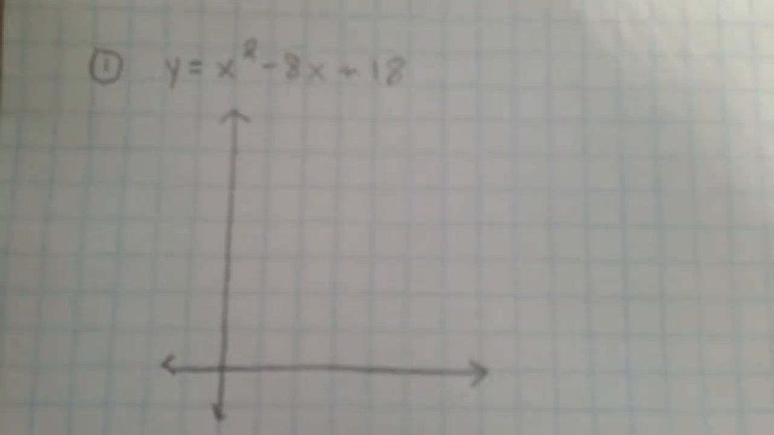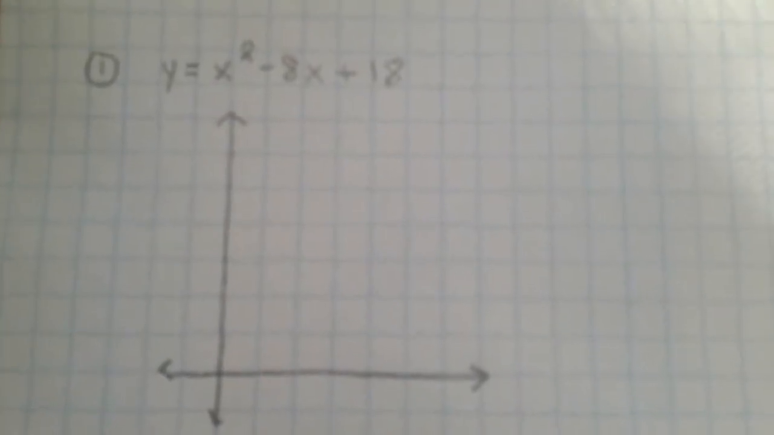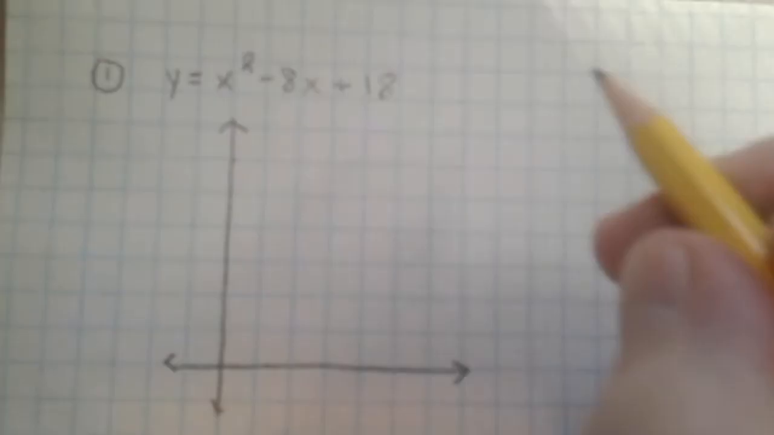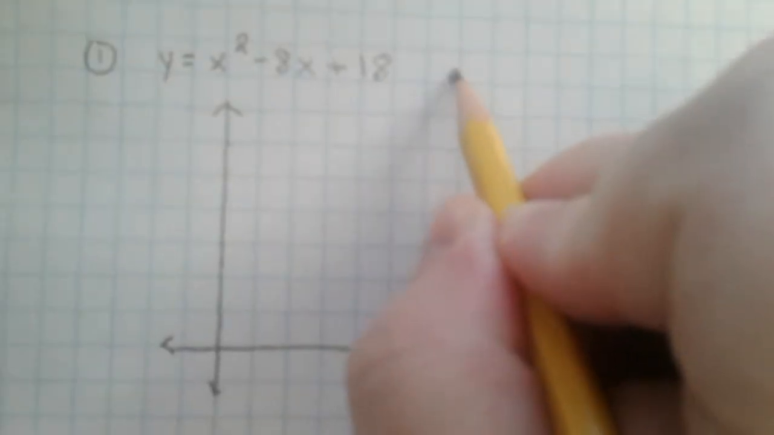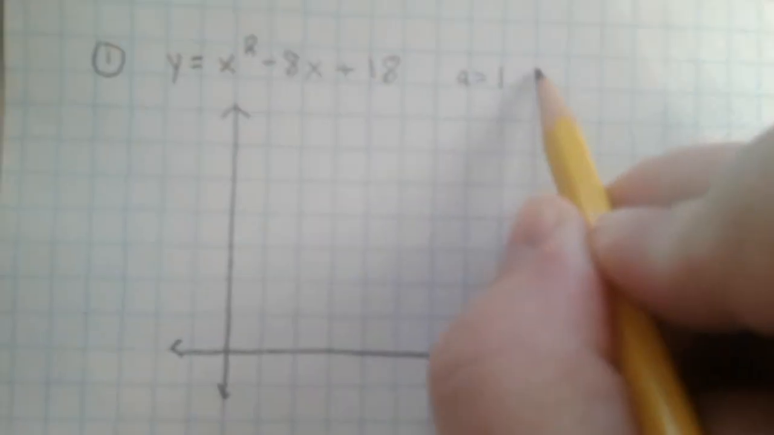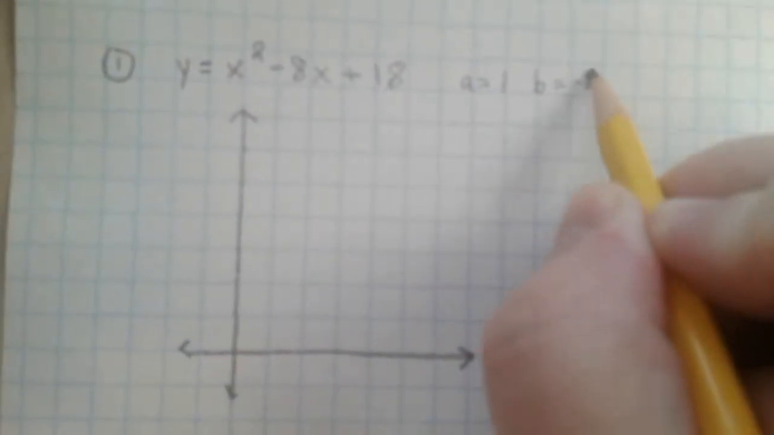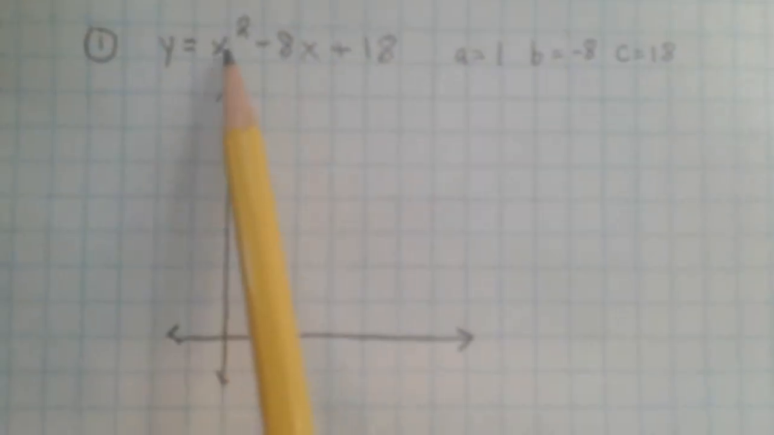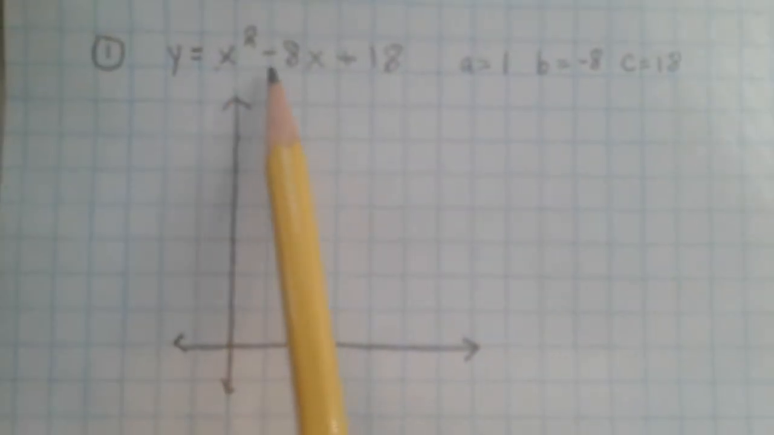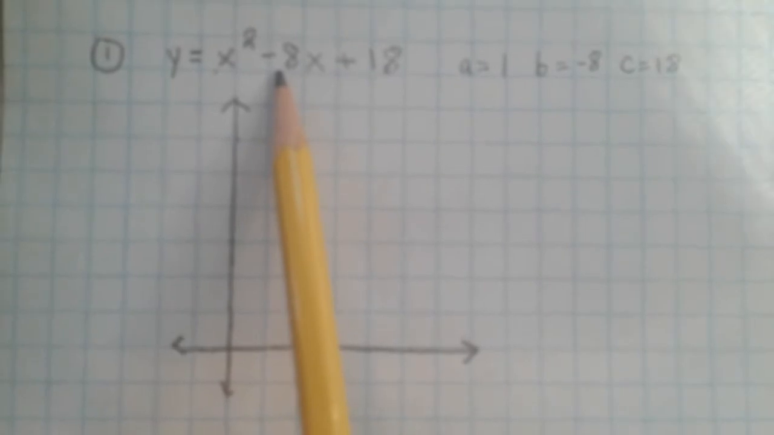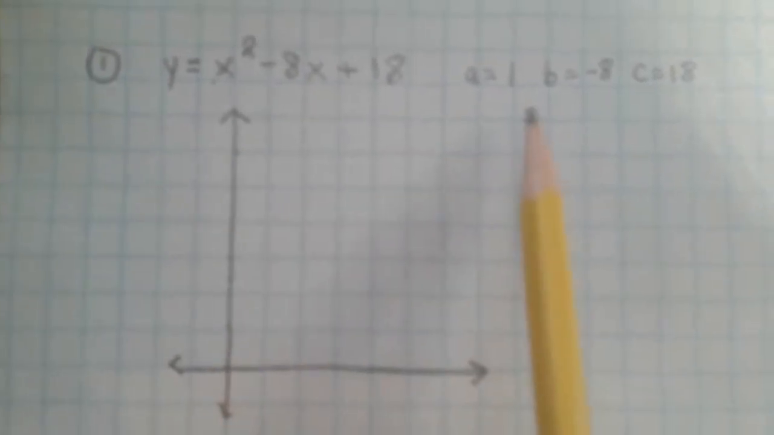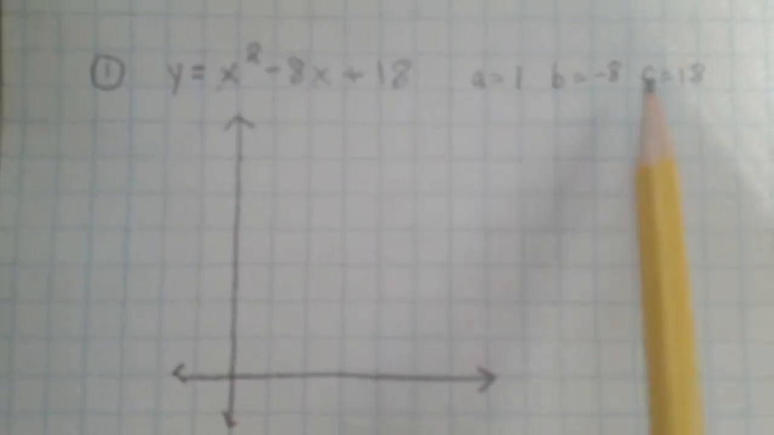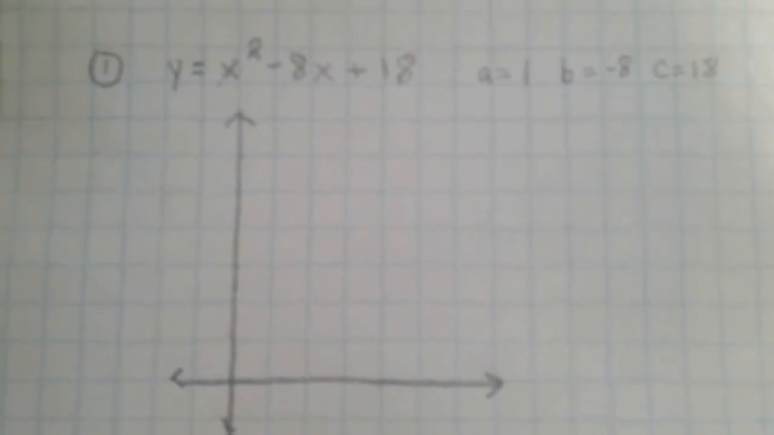Just like with the quadratic formula, I'm going to begin by identifying my a, my b, and my c values. Okay, so I'm going to say a equals 1, b equals -8, and c equals 18. a is the coefficient in front of the x squared, b is the coefficient in front of the x, c is the constant. There are never variables in for your a, b, and c.